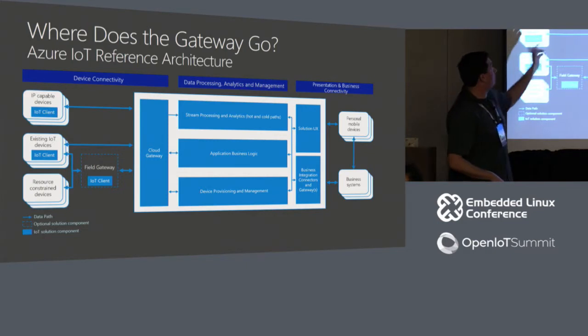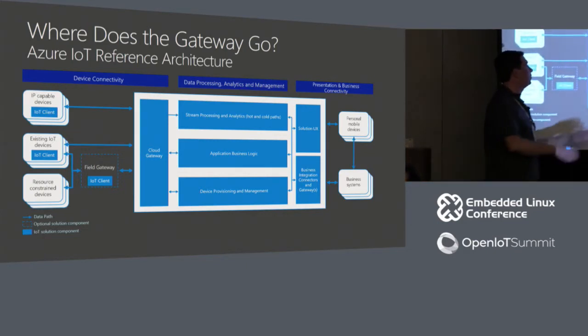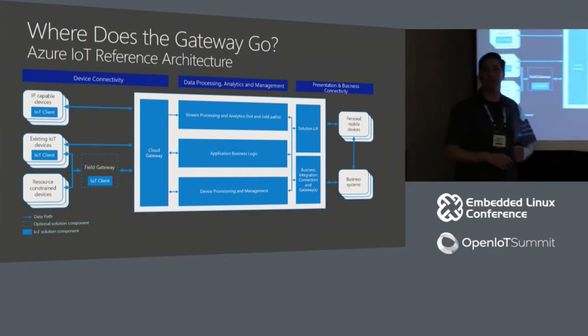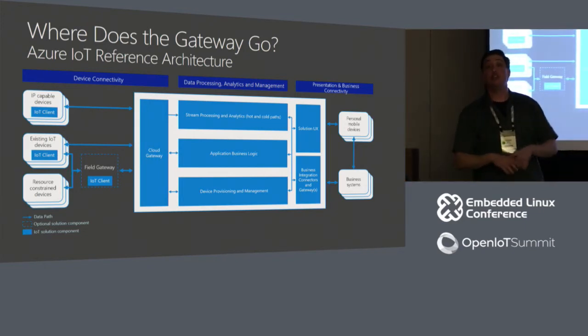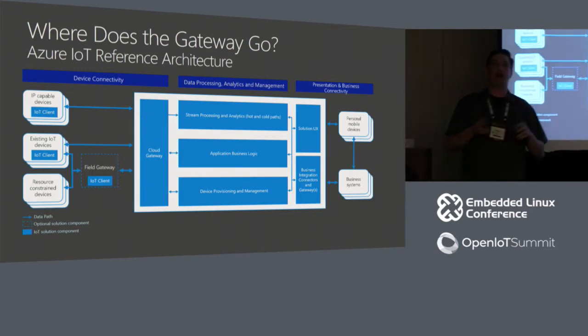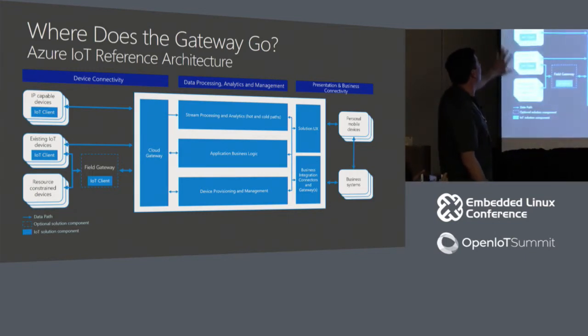So, where do our gateways go? This is our stock Azure IoT reference architecture. You can pretty much ignore everything over here. I have lots of friends from Microsoft who will be talking about data processing in the cloud, about what you can do with your IoT data once it's up in the cloud, where you can put it, how you can store it and those sorts of things. What I want to focus on is the stuff over here.